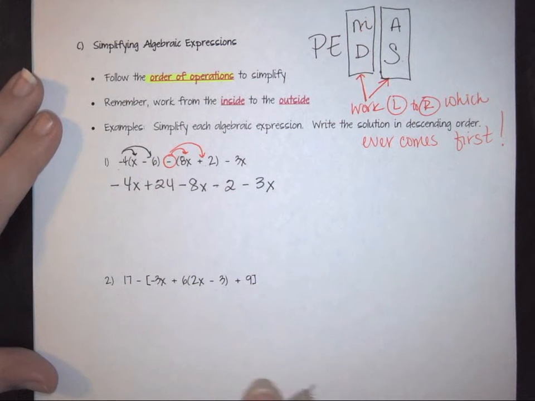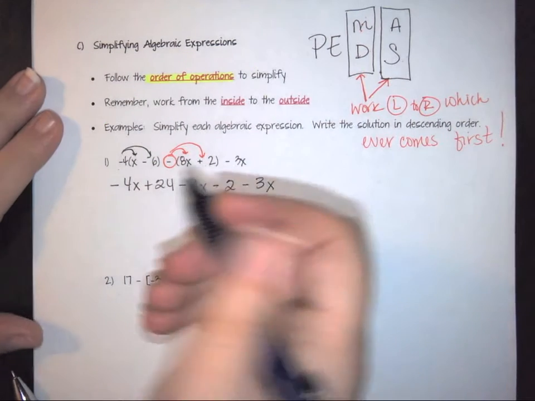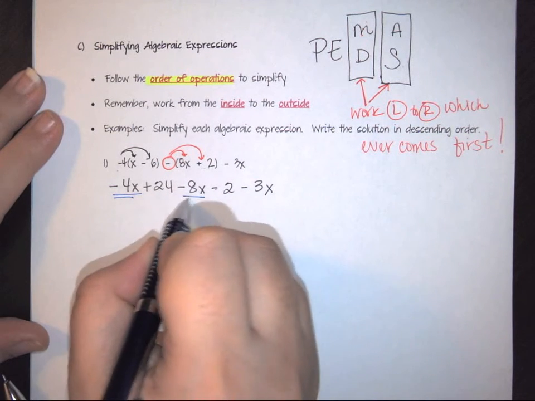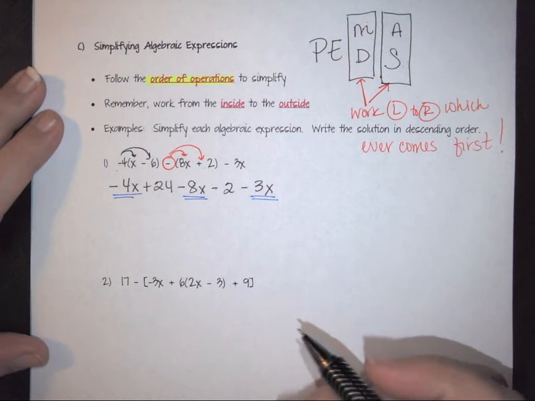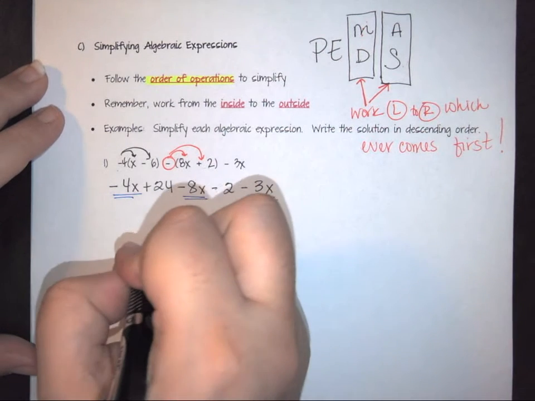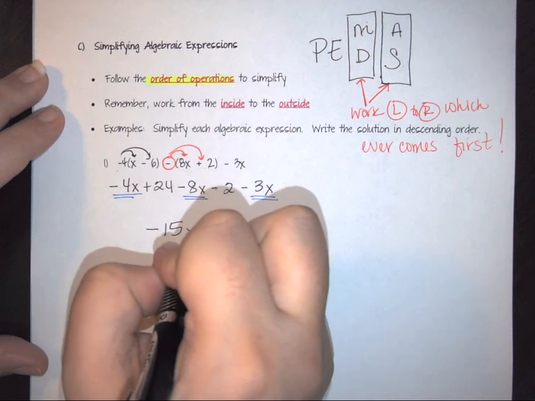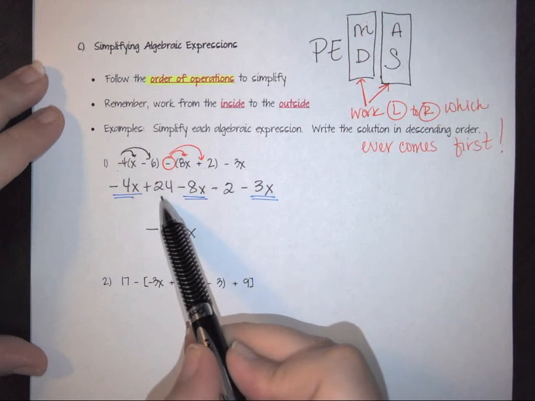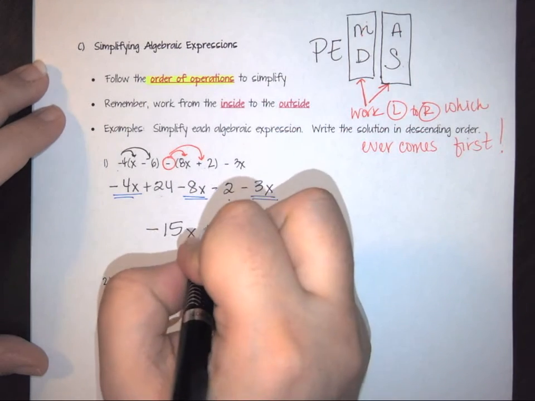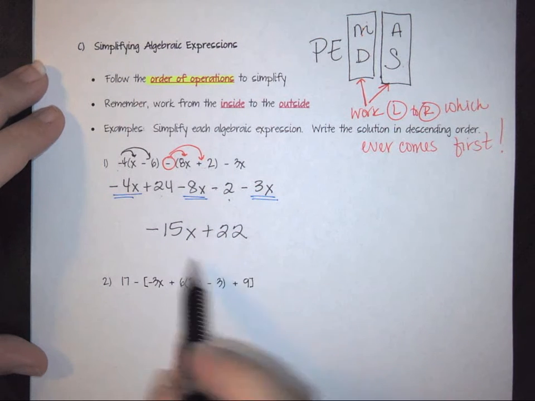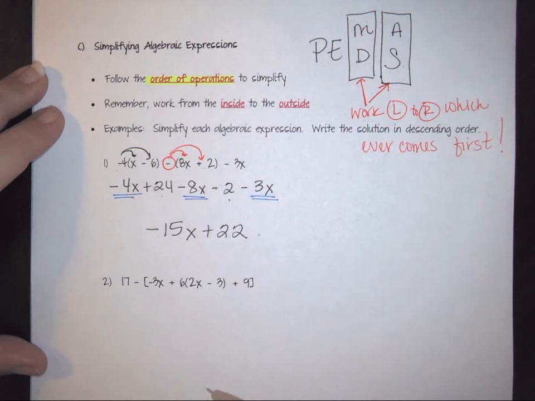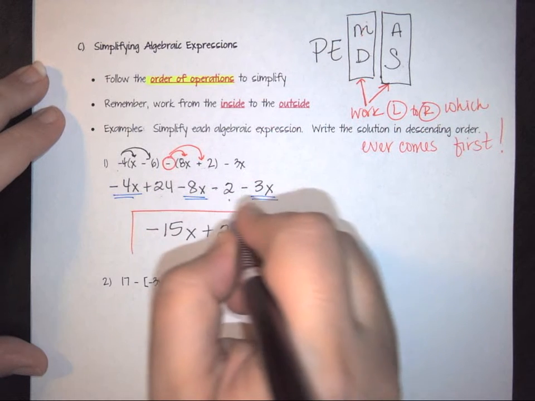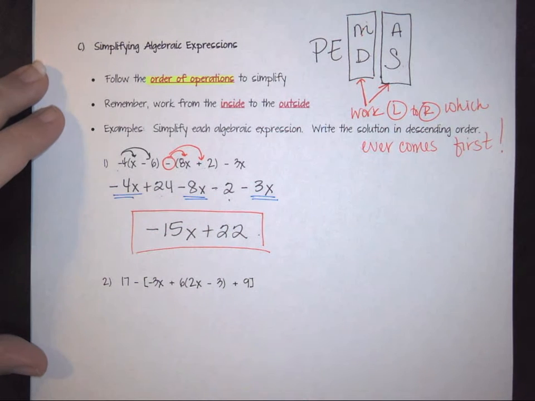The last thing I need to do is combine my terms. So here I've got this x term, and I've got 3 of them. So I have -4 minus 8 minus 3, which is going to give me a -15x. And then I have +24 minus 2, which gives me a +22. This is written in descending order. I have a power of 1 and a power of 0. There's nothing else for me to do. So this is my most simplified polynomial.